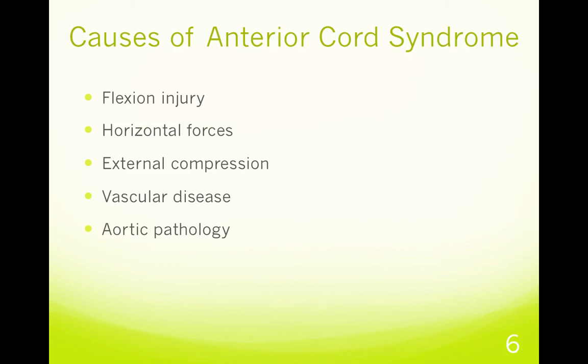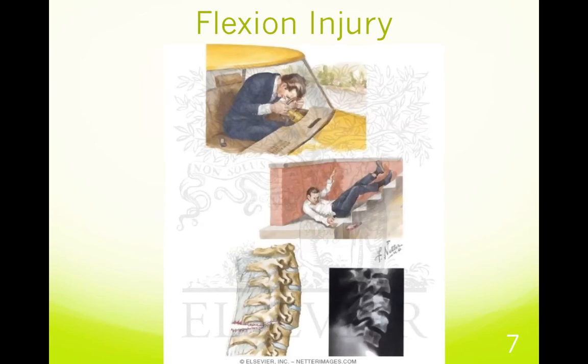Aortic pathology refers to things like aortic aneurysms, thrombi, dissections, and even aortic surgery or interventions can lead to damage or occlusion of the anterior spinal artery. Obviously these are only a few examples, but basically anything that can compromise the anterior spinal artery, causing ischemia to the anterior spinal cord, can lead to anterior cord syndrome. These are just some examples of flexion injuries that we may encounter on the road, but really any injury that causes that chin-to-chest flexion can lead to a significant flexion injury and therefore anterior cord syndrome.